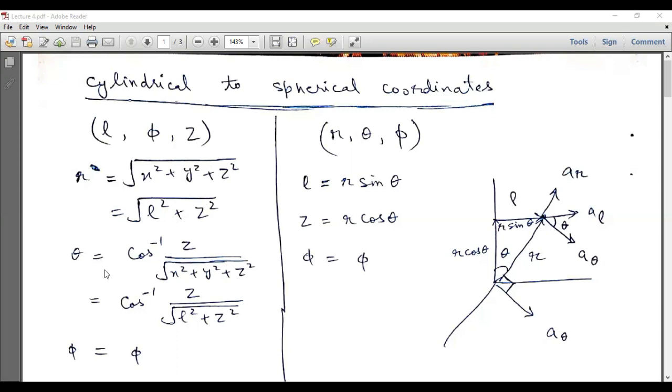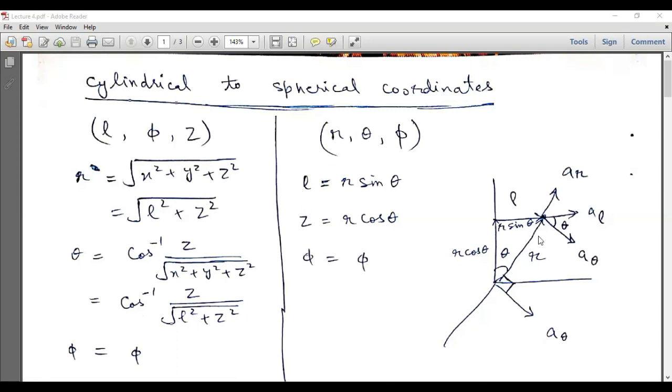Similarly, we know that theta is equal to cosine inverse z over r, and r is equal to the square root of rho square plus z square. So theta is cosine inverse of z over the square root of rho square plus z square. This is the expression for theta in terms of cylindrical variables. And finally, phi is equal to phi because phi variable is present in both cylindrical and spherical components. And now we can also transform spherical variables to cylindrical variables.